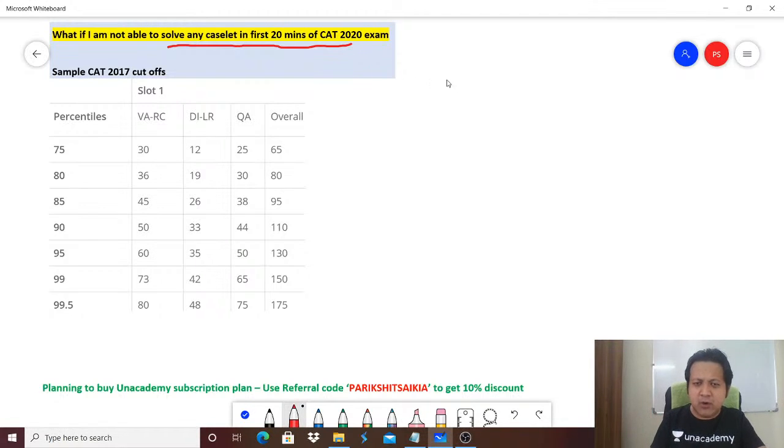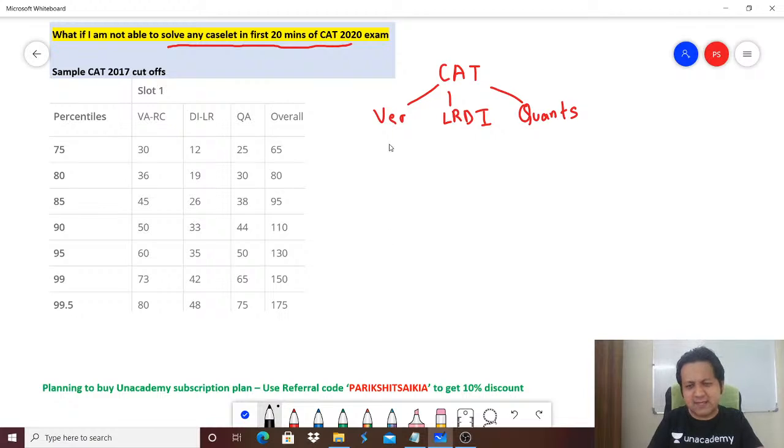In your CAT, you have got three sections, right? The CAT has got three sections. So, you have got verbal, you have got LRDI, and you have got Quants. Now imagine, where can the scenario arise? For sure, the scenario will not arise in verbal.